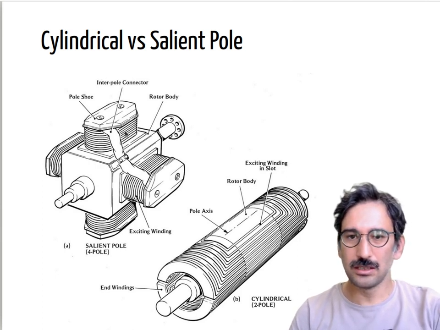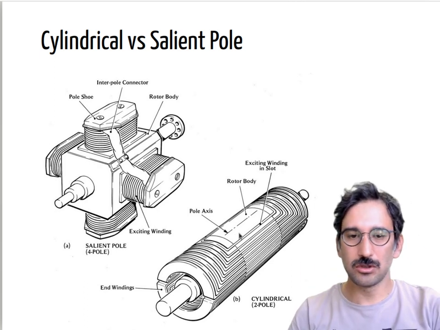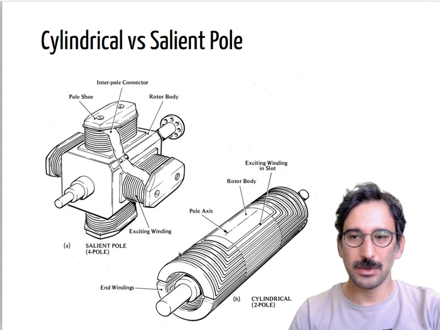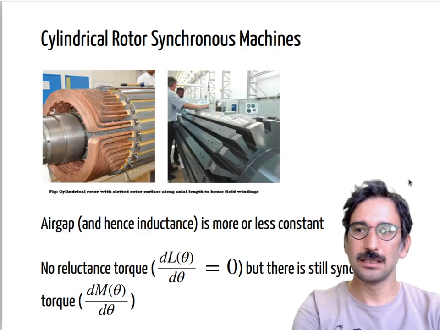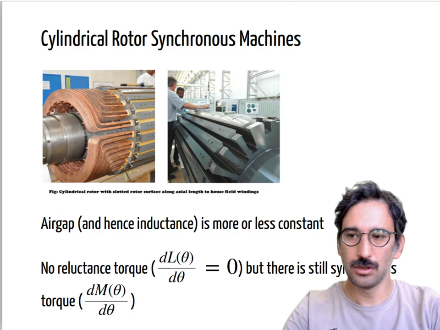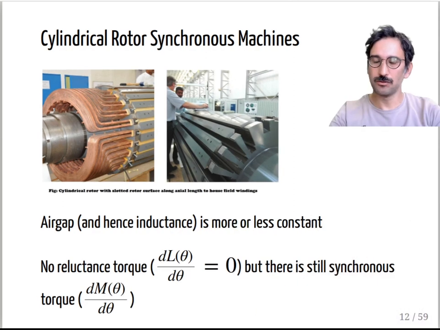Here it's a salient pole, and it is like an electromagnet. It is wound around all those poles. And here is the cylindrical pole. Again, the surface is more cylindrical, but you have many coils, like concentrated sections. So I will show you actual photos. So this is a cylindrical rotor.